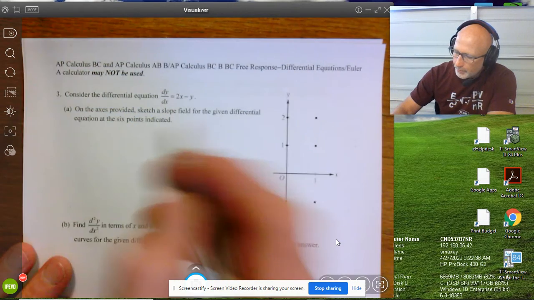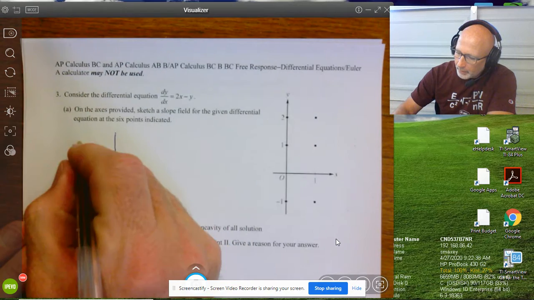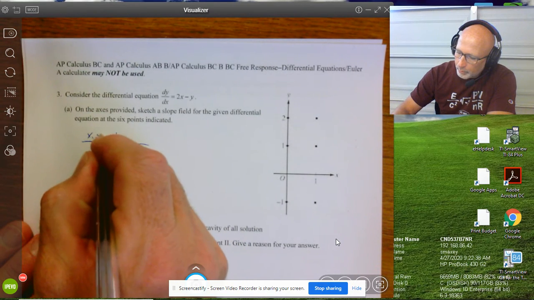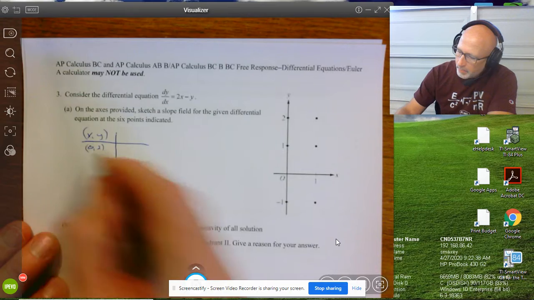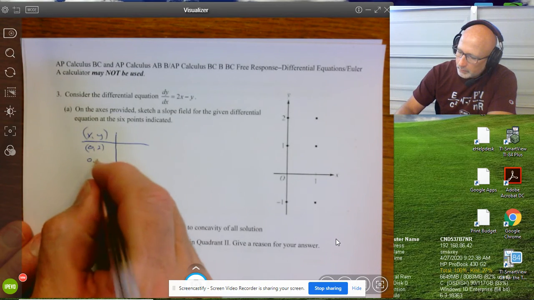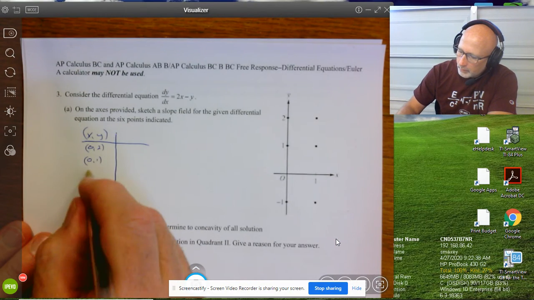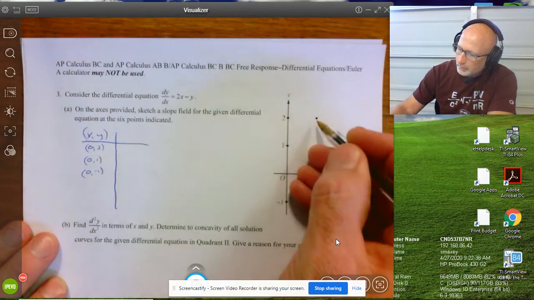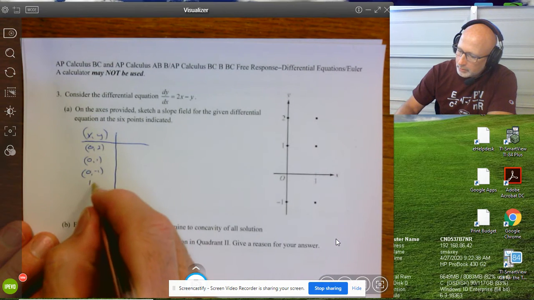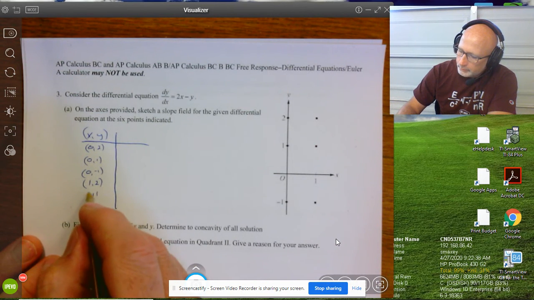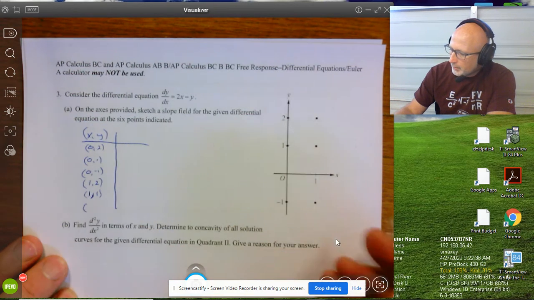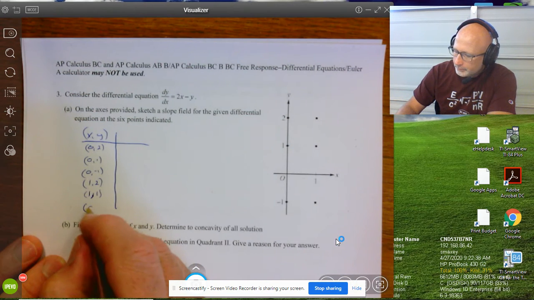Okay, so I'm going to list out the points here. I'll make a little table. These are going to be the points: (0, 2), (0, 1), (0, -1), (1, 2), (1, 1), and then (0, -1).